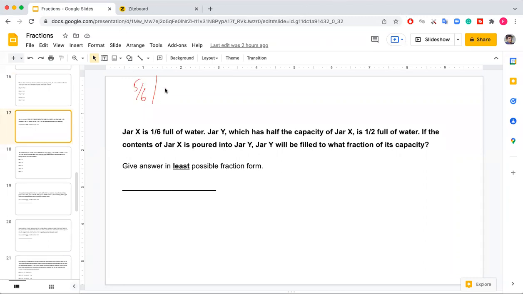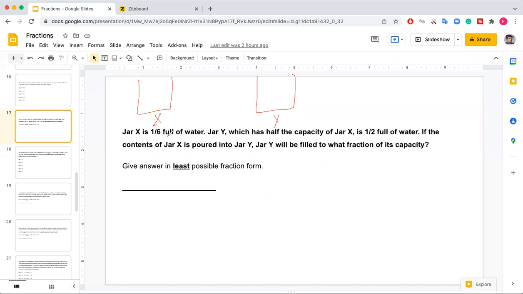Okay, so two answers, 5/6, 5/6. This is a very simple question. The question we have is jar x and jar y, right? For example, this is jar x and this is jar y. It is a better idea to visualize the scenarios. In that case, you won't make mistakes.